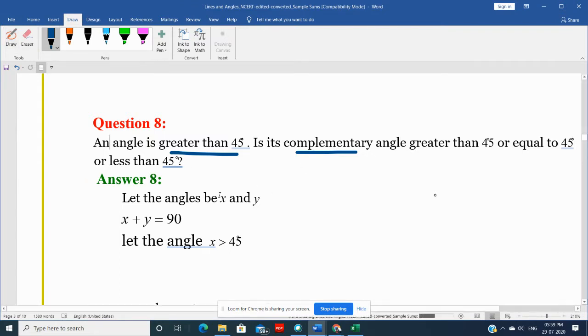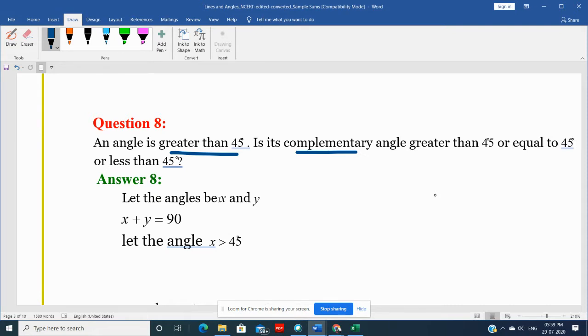Let the angles be x and y. Right now we don't know which two angles. So suppose these two angles are x and y, and because we are talking about complementary, naturally x plus y would be 90. All right? Now, they are saying that one of the angles is greater than 45. So let this angle x be greater than 45.